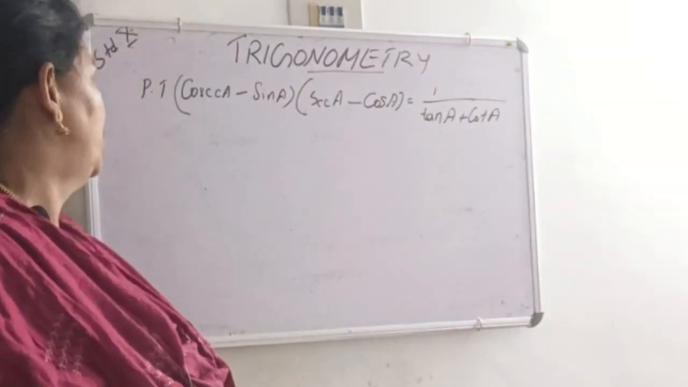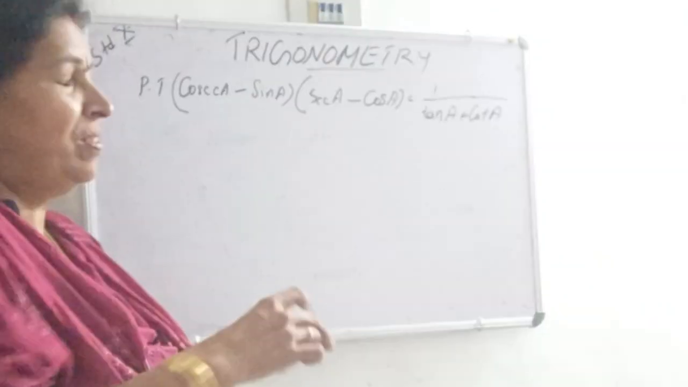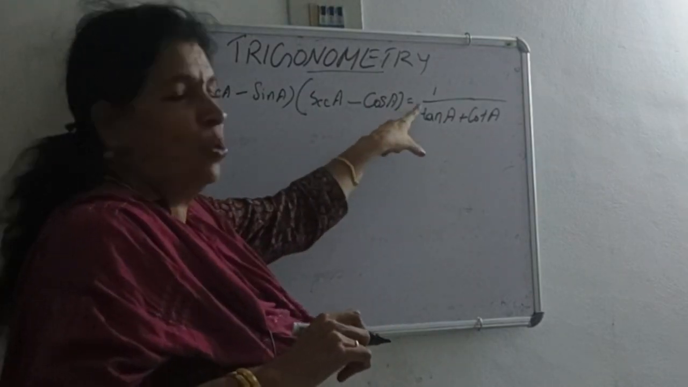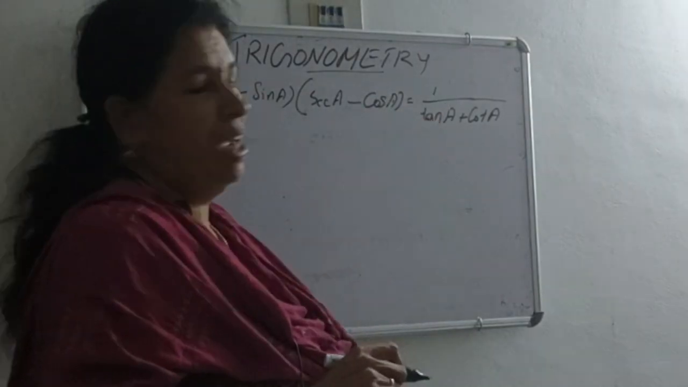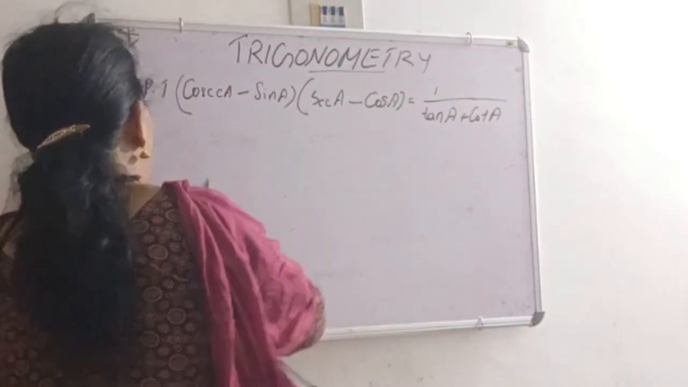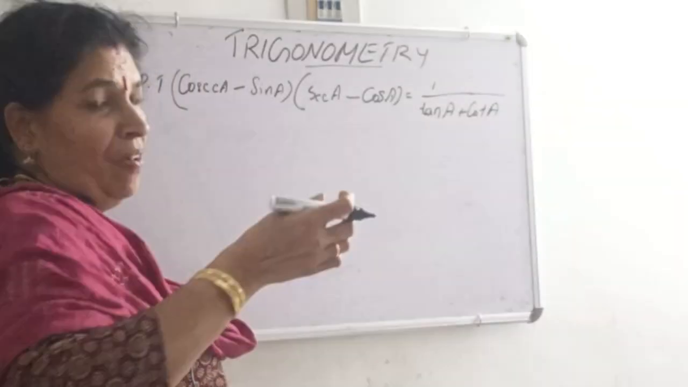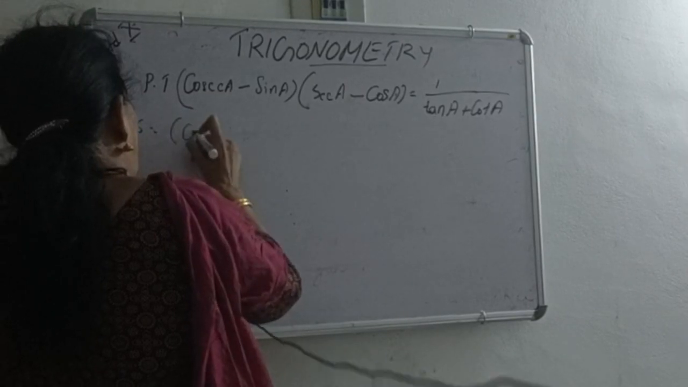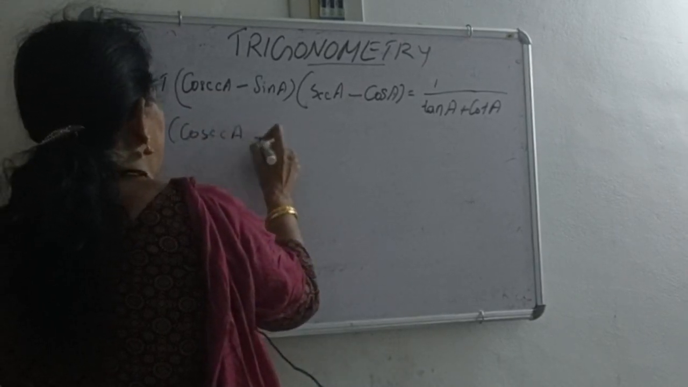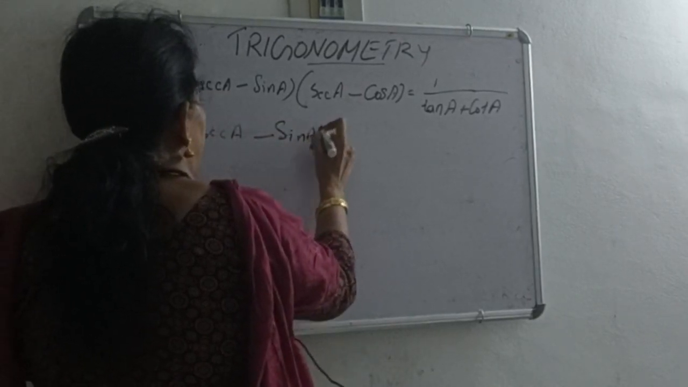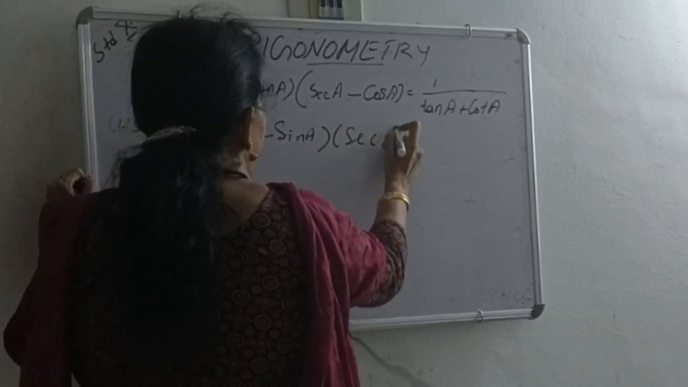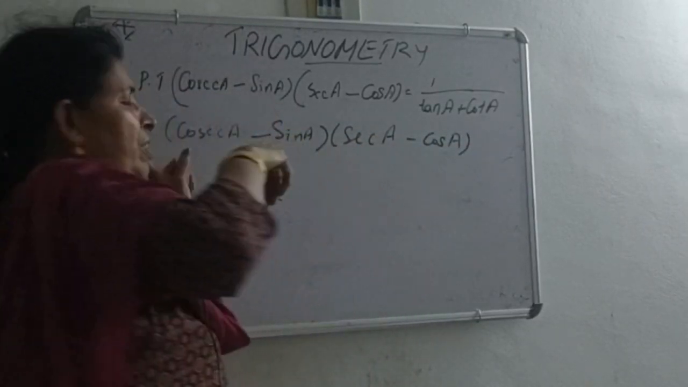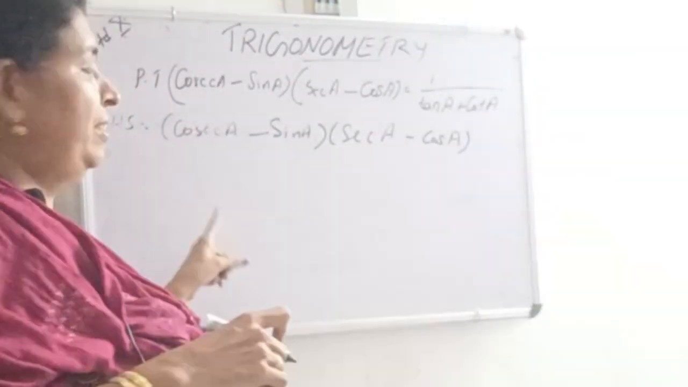Prove that problem in 10th standard CBSE. Prove that (cosec A minus sin A) into (sec A minus cos A) equal to 1 by (tan A plus cot A). In this problem we find the values of LHS, cosec A minus sin A into sec A minus cos A. We find the values of LHS and RHS separately.